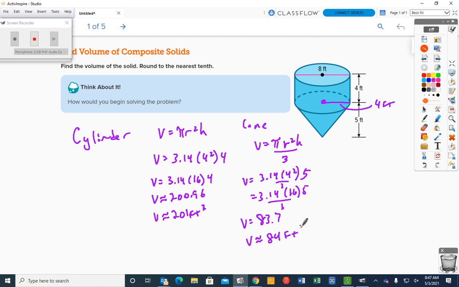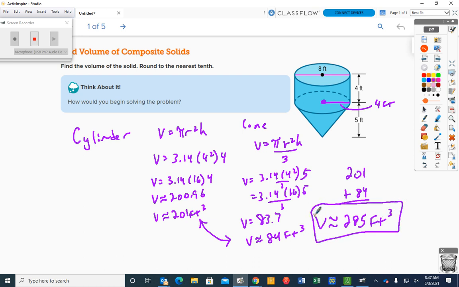Feet cubed. Now, what am I going to do with this and this? Add them together. So if I put those together, I have 201 plus 84. That would give me a total volume of this figure to be about 285 what? Cubic feet, or feet cubed. Okay, and again, it's going to be about, because we're rounding and we're using pi. Okay? Does that make sense how we found that? It's not that difficult, is it?